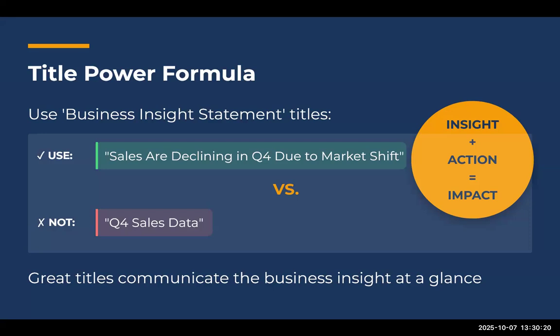Rather than give the chart a title with no meaning, I would like you to name the charts so that they really give the message. Like, sales are declining in quarter 4 due to market shift. With this kind of statement, people can get your message right away, whether you say it in your presentation or not, but it's better to say it out. But the chart already tells what it is. So, next please.